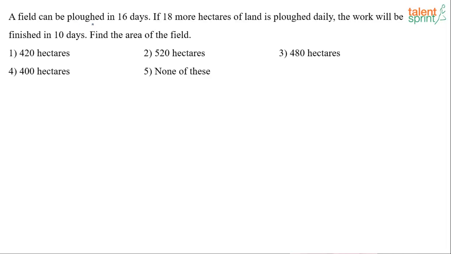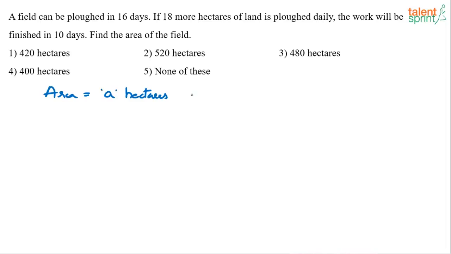So a field can be plowed in 16 days. If 18 more hectares of land is plowed daily, the work will be finished in 10 days. Find the area of the field. Now, let's assume that the area of the field is equal to A hectares.